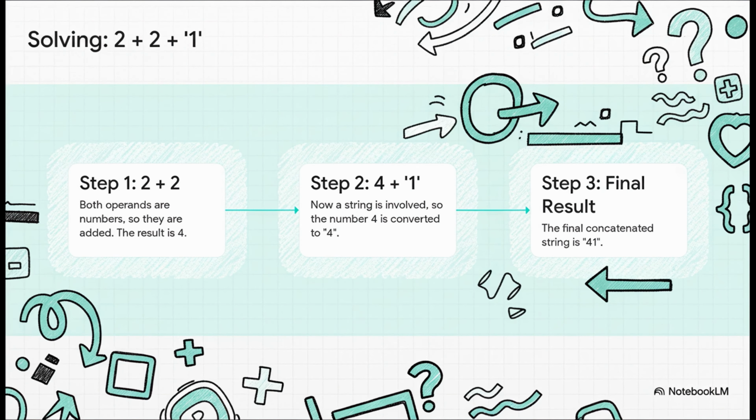Again, going left to right, the first operation is 2 plus 2. Both are numbers, so JavaScript just does the math and gets the number 4. Then it moves to the next operation, 4 plus 1. Now it sees a string. So the string rule kicks in, the number 4 gets converted to the string 4, and the final result is 41, a completely different outcome.